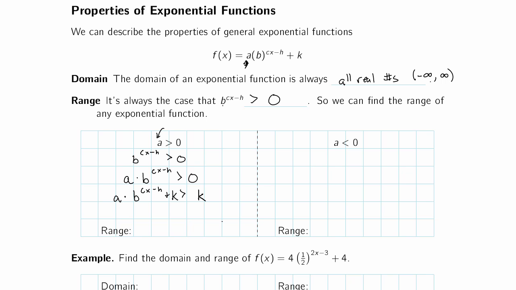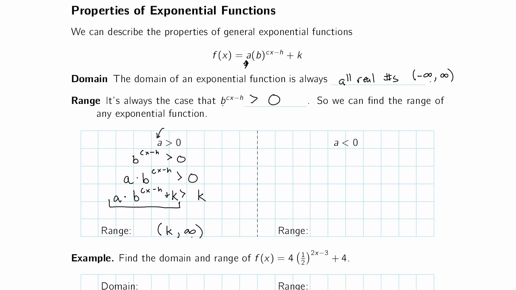So just doing some algebra with inequalities that we already know tells us that the range on our general exponential function with a positive is always going to be just the numbers greater than k, in interval notation, k up to infinity.